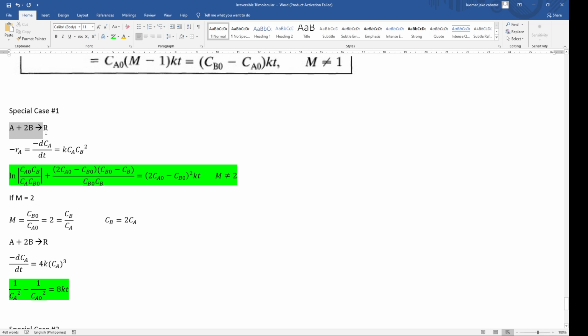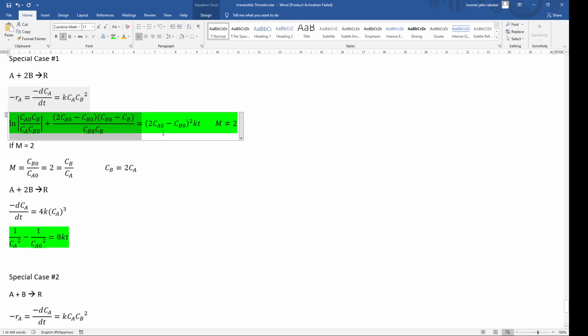So, if we have this type of chemical reaction, A plus 2B forming R, our working equation would be this, or the rate of reaction equation for A. And then we get this equation. And this one is only valid if M is not equal to 2. So what if M is equal to 2? So the ratio between CBO over CAO is equal to 2. Therefore, at any given time, the ratio of CB to CA is equal to 2.